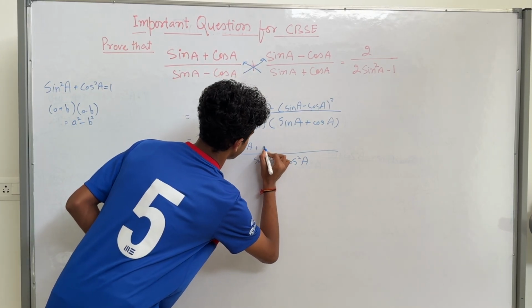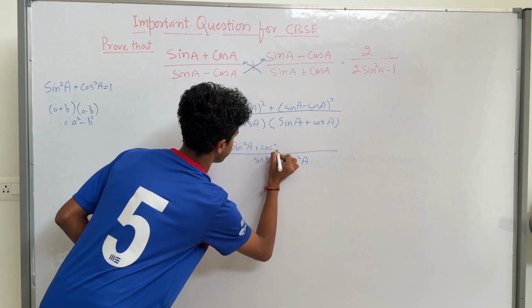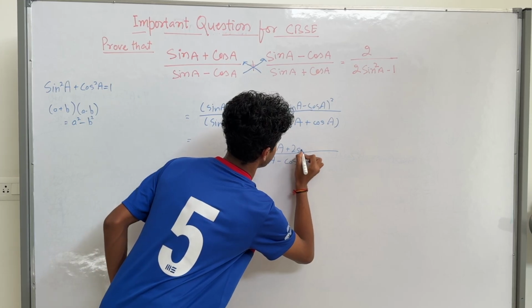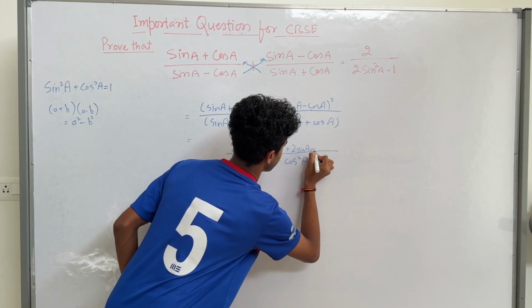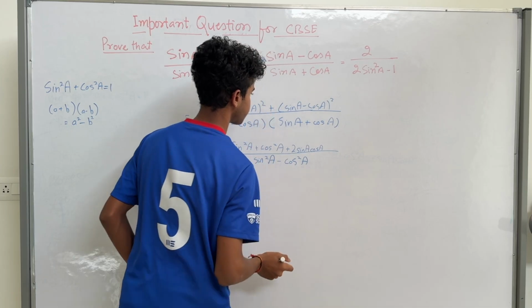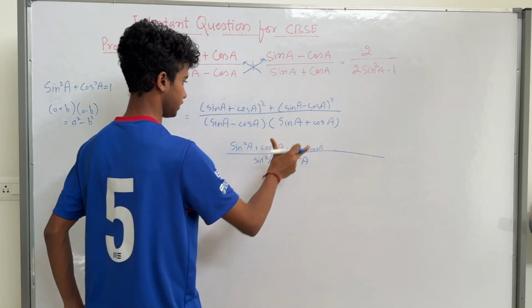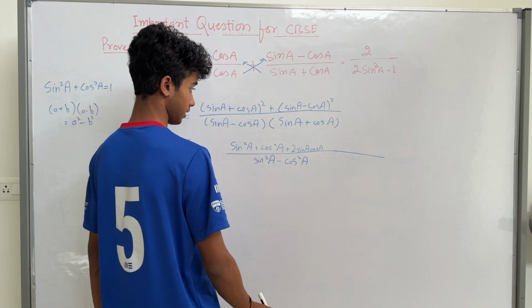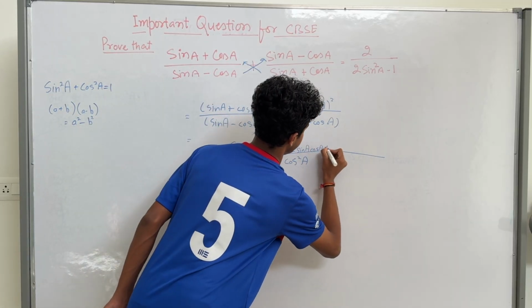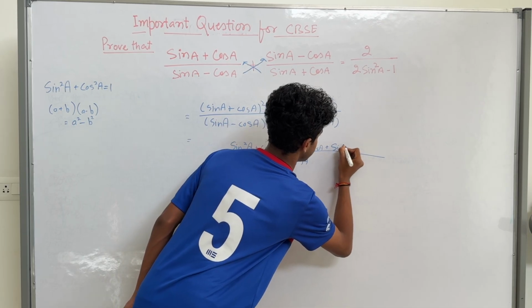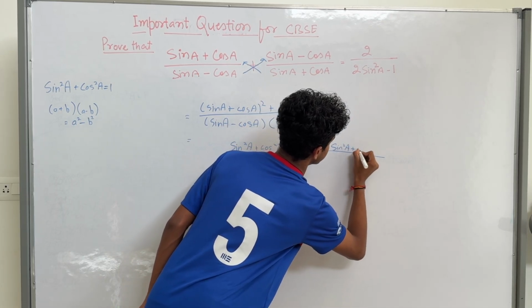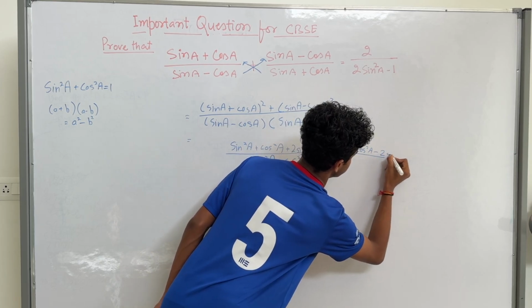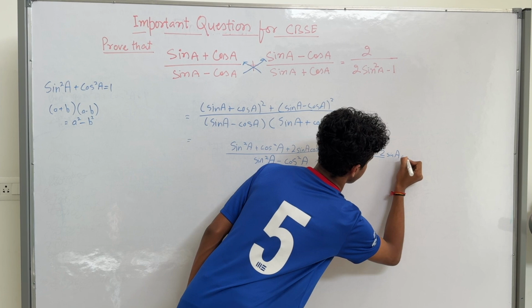Then on top we'll simplify this, which will be sine square a plus cos square a plus 2 sine a cos a. Then this term again it's the same thing, but there'll be a minus sign on the 2 sine a cos a. So it will be sine square a plus cos square a minus 2 sine a cos a.